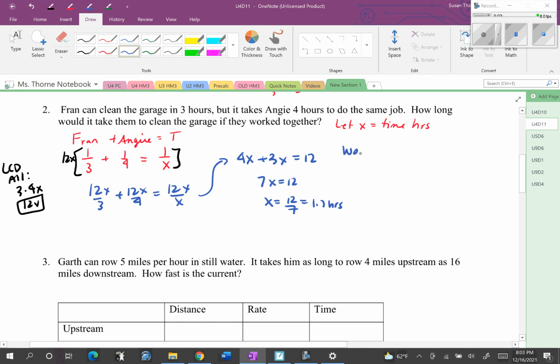So working together, Fran and Angie can clean a garage in 12 over 7 hours.